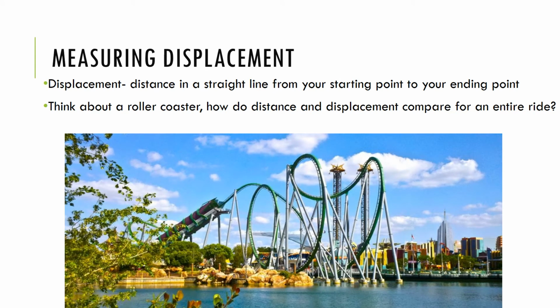Okay. Displacement, this is number 3 on your notes. Displacement is the distance in a straight line from your starting point to your ending point. Yes, this is a picture of the Hulk. I can't wait to go to Universal with you guys. So on a roller coaster, if you're in a car that comes back to where you started, your displacement would be 0, because even though you traveled a distance, you came back to your starting point. So your distance from where you started to where you finished is 0. So displacement is another concept that we'll practice determining, but it's pretty easy to understand.